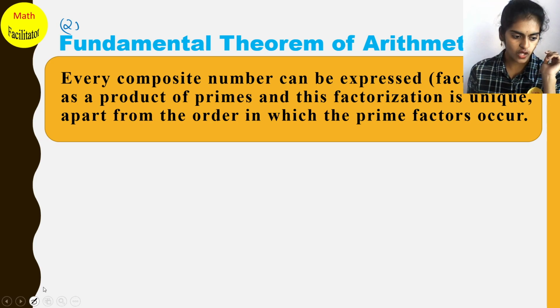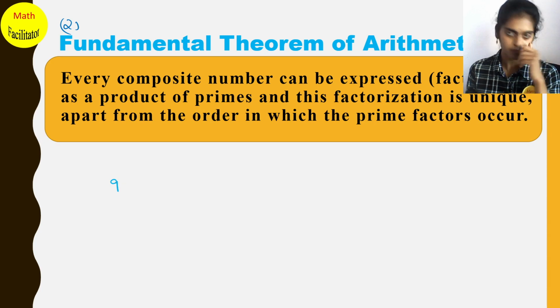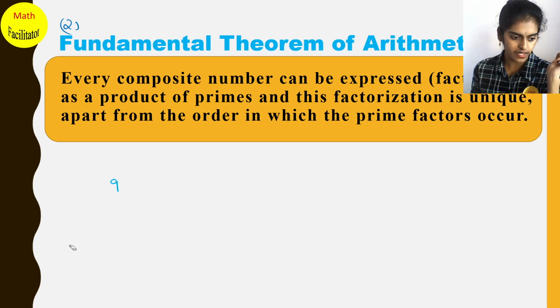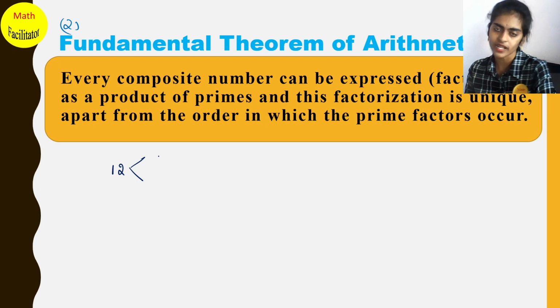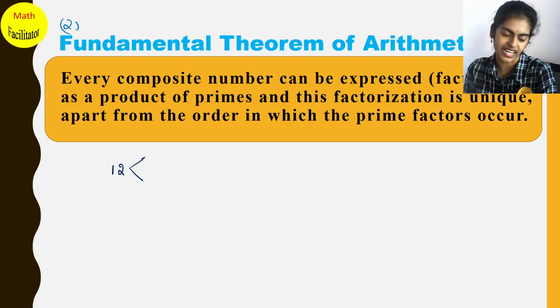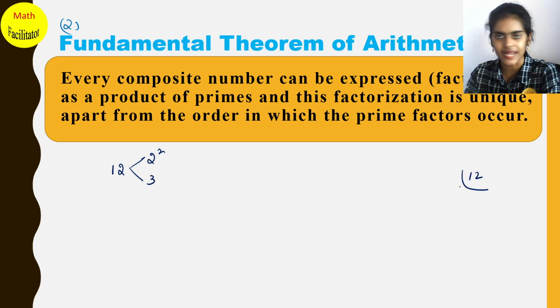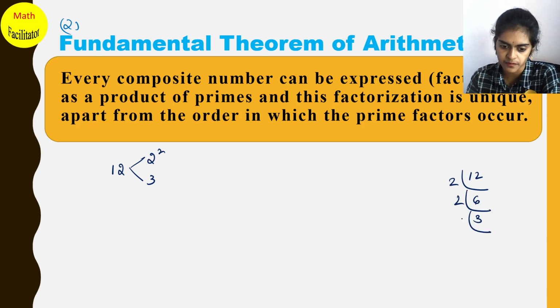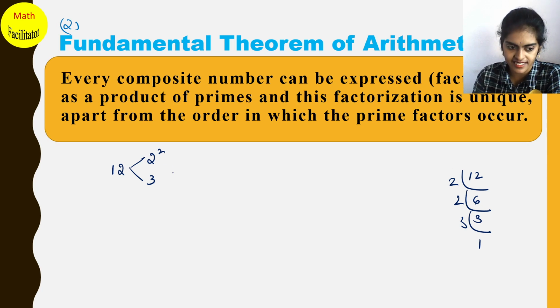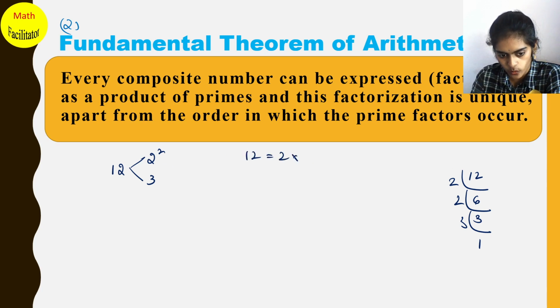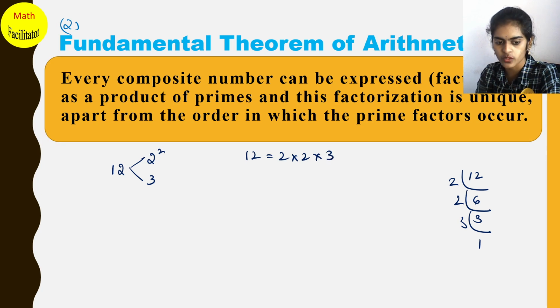Just see. Suppose you have a number 9, or let's take a little bigger number so that you get more factors. I'm taking a number, say 12. This 12 I can write as 4 threes, and if I want to prime factorize 4, I can write it as 2 square into 3. Let me do the prime factorization here. Dividing 12 by 2, this is what I get. So I can write 12 as 2 into 2 into 3.